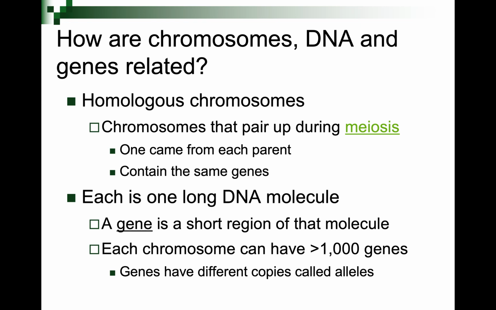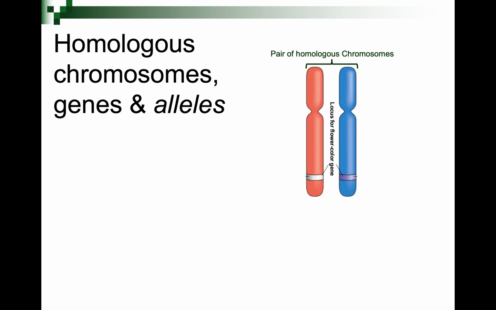Mom and dad are going to have the exact same chromosome, and that chromosome is going to have the exact same gene for eye color. But mom and dad can have different alleles, an allele for blue eye color or an allele for brown eye color, as an example.